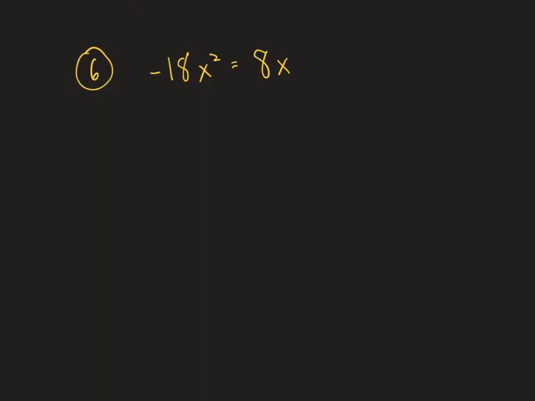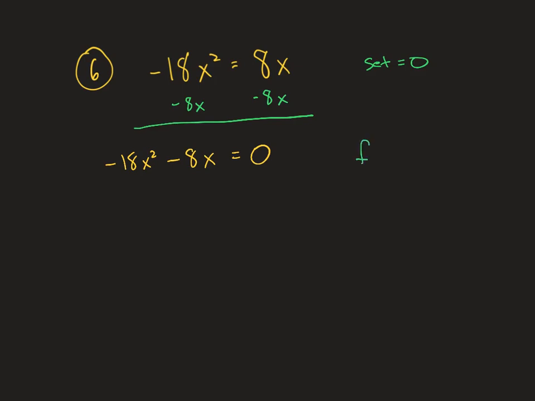Number 6, negative 18x squared equals 8x. So we'll start off by setting this equal to 0. Move that 8x over. So after we've set it equal to 0 on all these, we'll want to factor next.